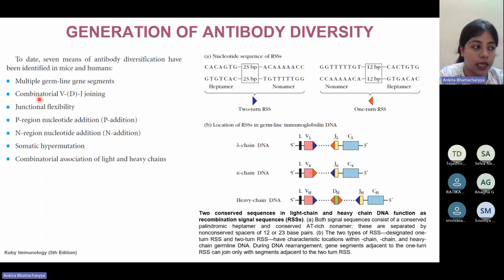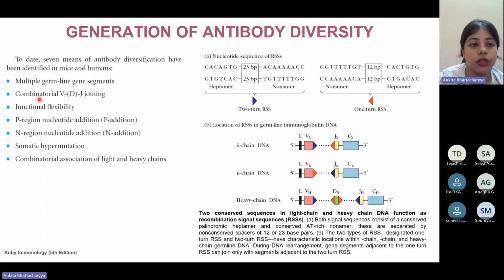Hypermutation means they are occurring at a pace which is much, much higher than normal, and they are occurring in somatic cells. And finally, the combinatorial association of all of these different combinations. We have the raw material for antibody generation that by itself is so huge in diversity that when you take into consideration the combinations of all of these, the entire antibody repertoire that is generated is immense.